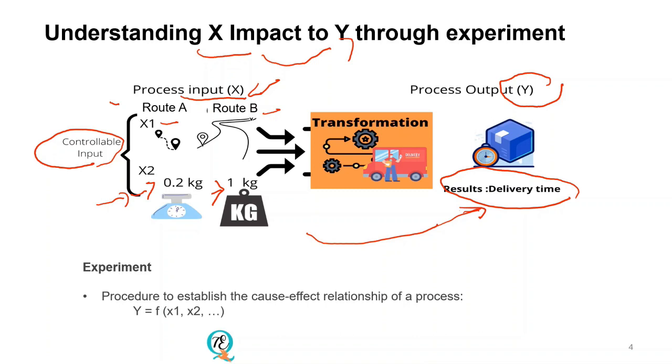In order to find out all these things, we will need to conduct an experiment, which is a procedure to establish the relationship of X and Y, the cause and effect. The cause is an X, how it impact or effect Y, which is the results.